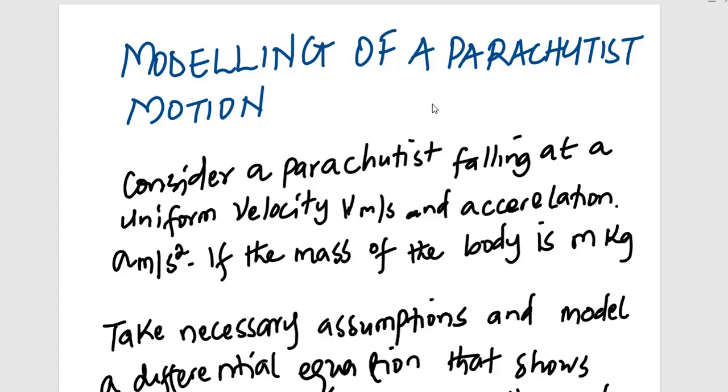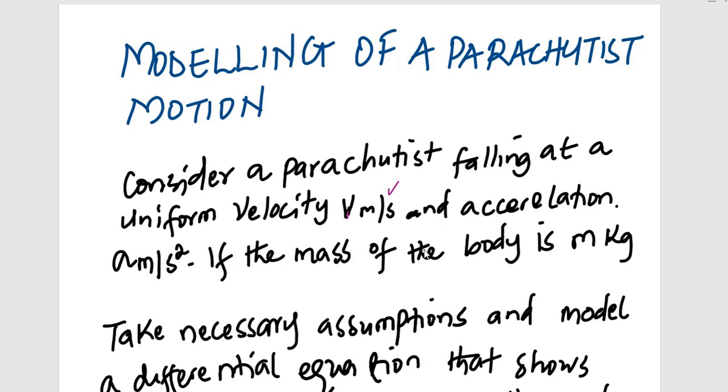Hello everyone, in this video I bring you modeling of a parachutist motion. To model the motion of a parachutist, let us consider a parachutist falling at a uniform velocity v meters per second and acceleration of a meters per second squared.